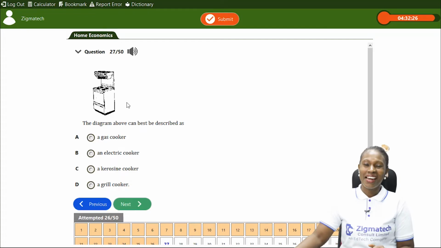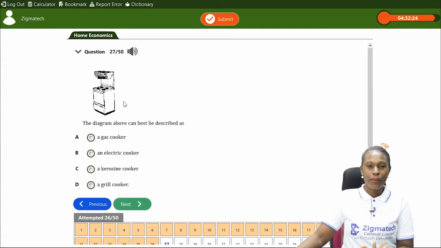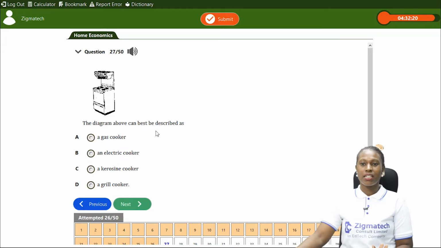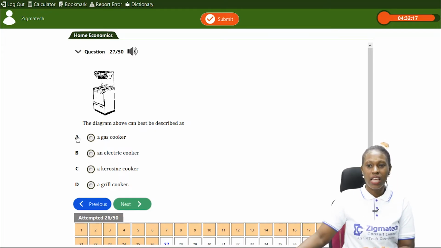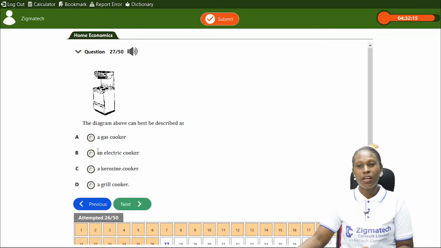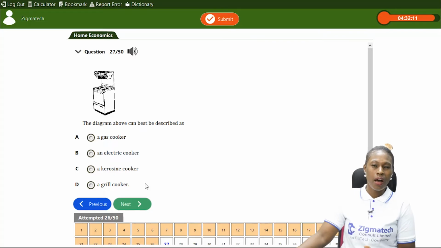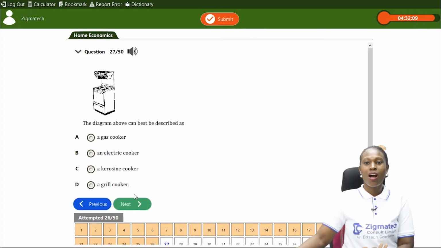And now we also have another diagram here again. Now look at this diagram properly. Can you tell what it is? The diagram above can best be described as A, a gas cooker, B, an electric cooker, C, a kerosene cooker, D, a grill cooker.